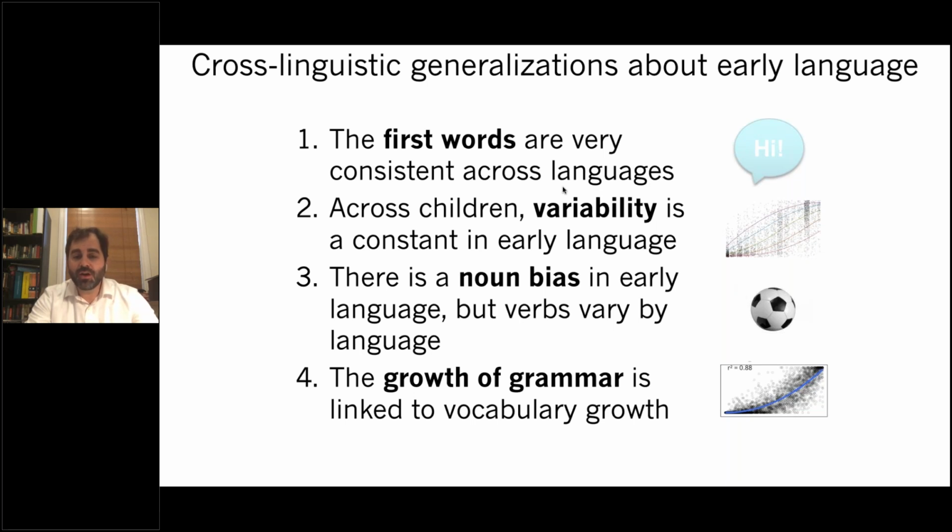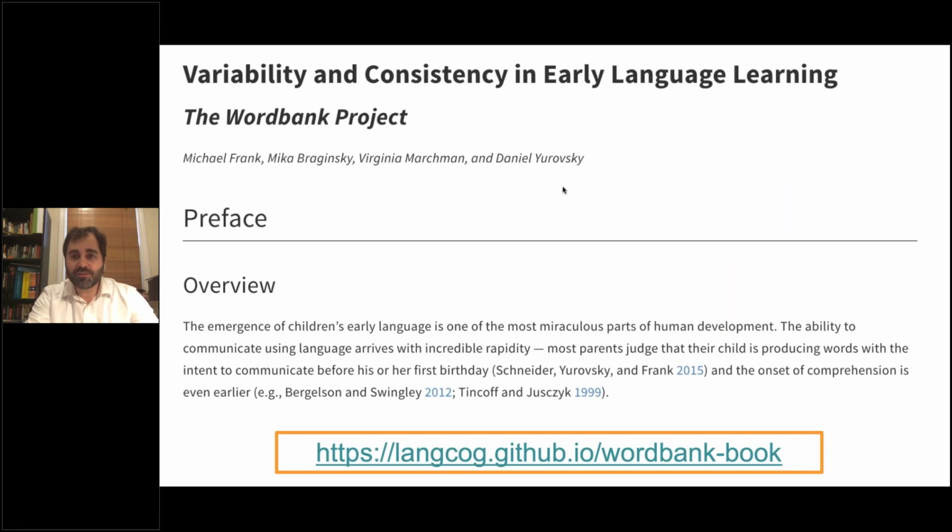Finally, the growth of grammar and word combination, as I was showing you in Madeline's case, is extremely tightly coupled to vocabulary growth, such that the two mutually inform one another. When one goes up, the other goes up. If you're interested in these generalizations, I encourage you to take a look at our almost completed book, which is freely available online.